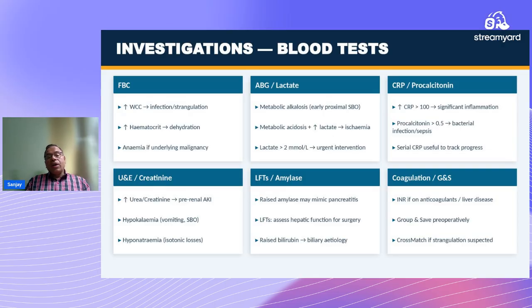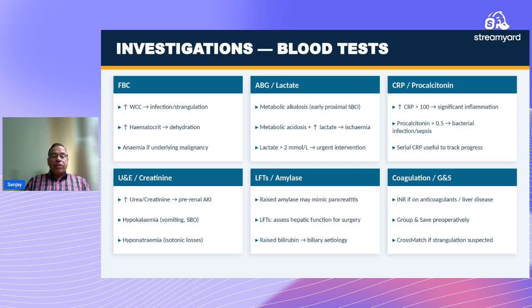If you do an arterial blood gas analysis and serum lactate, metabolic alkalosis, as we have already seen, would be a feature in early small bowel obstruction. And increased lactate level, more than 2 millimoles per liter, would suggest the patient is going into sepsis, and this is one of the signs for urgent surgical intervention. C-reactive protein more than 100 would suggest significant inflammation, and serial C-reactive protein and procalcitonin can be used to track the progress of the patient.